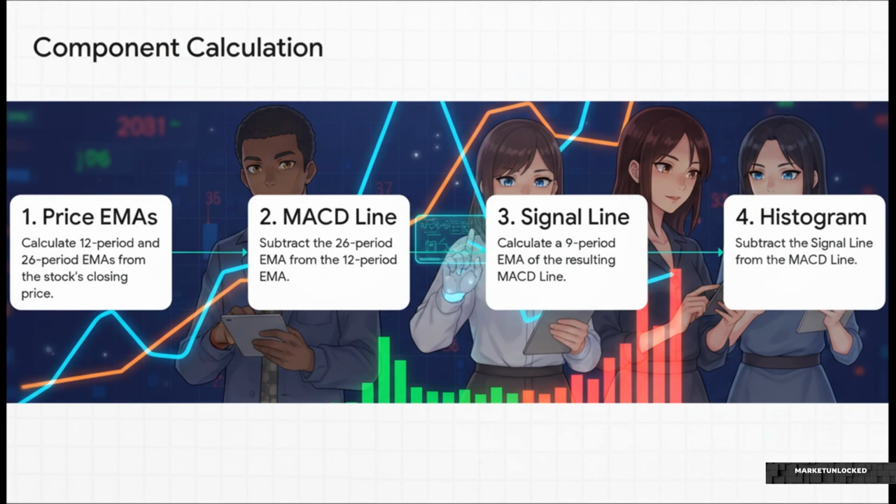So you see, it's all a logical flow. We start with the price, we calculate two EMAs to get our fast MACD line, then we smooth that out to get the slow signal line, and the histogram just shows us the difference between those two. Each part just builds right on the last one.